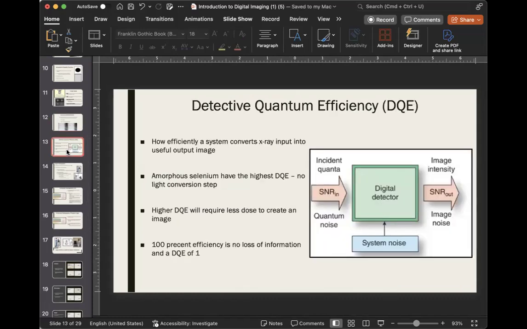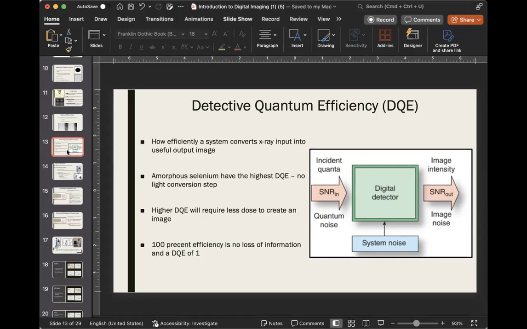When we talk about DQE, detective quantum efficiency, this is basically a measurement of how our system can convert the X-ray that we give it to an image that we see. And so when we talk about it, amorphous selenium has the highest DQE. There's no light conversion step. And so the higher the DQE system that we have, the less dose we need to create an image. And so 100% efficiency is no loss of information and a DQE of 1.